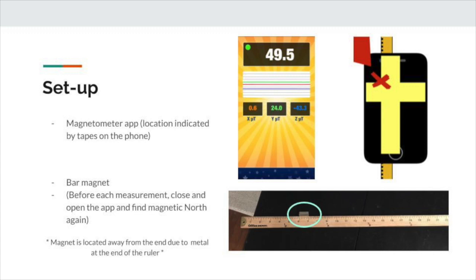Below that, you can see a picture of my bar magnet with the ruler, and it's located down the ruler a little bit because of the metal piece at the end of it, and I didn't want it to mess with any of the measurements. So this distance was accounted for in each and every measurement done.